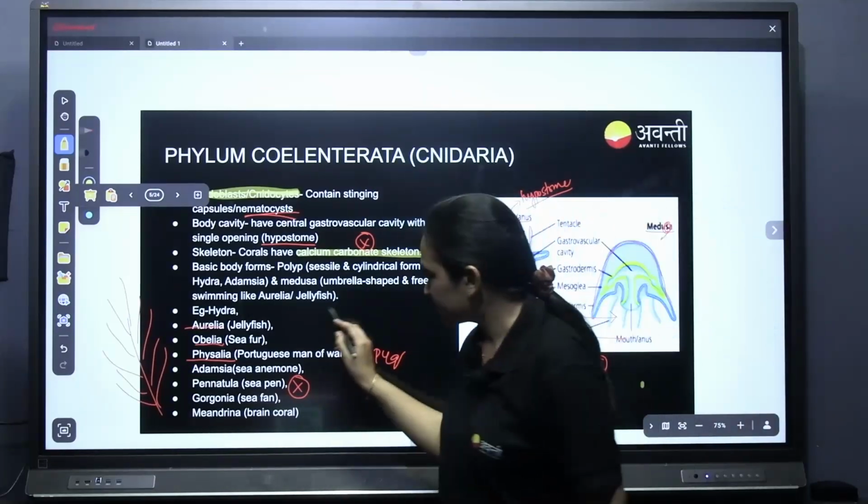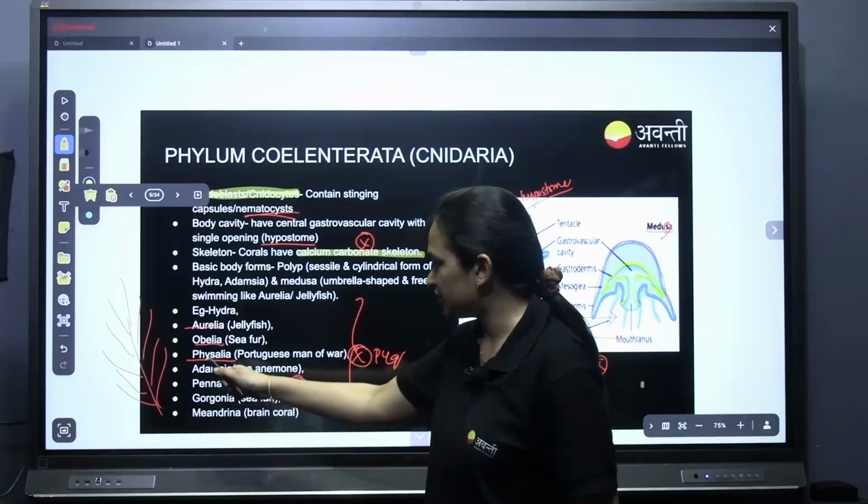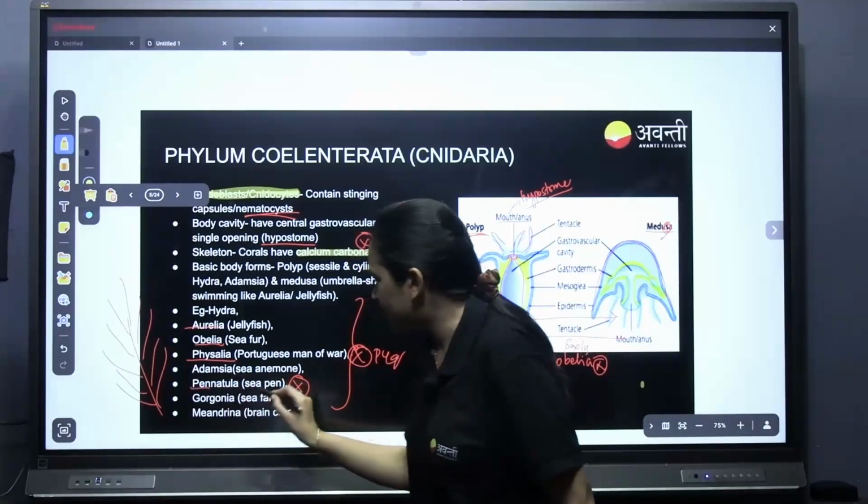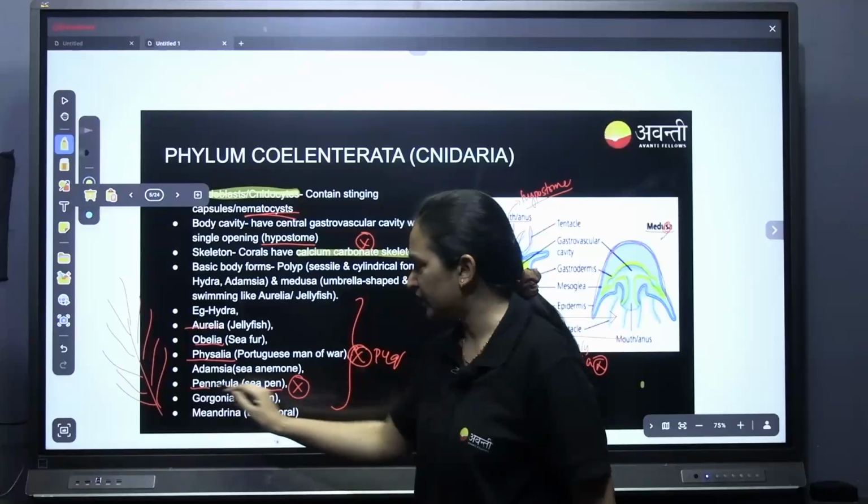Understood? And these examples are very very important, especially Physalia, Portuguese man of war, और Pennatula. Pennatula पेन ही है, सी पेन. इसमें भी पेन है, इसमें भी पेन है.